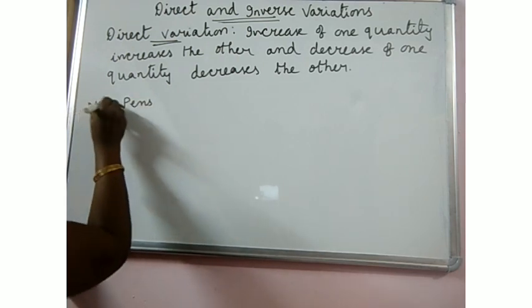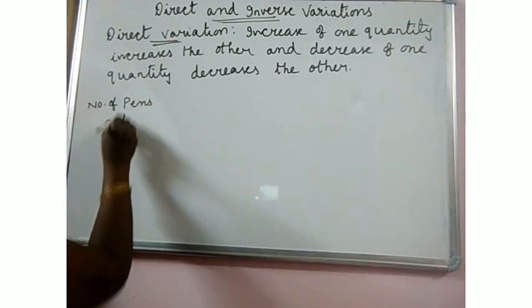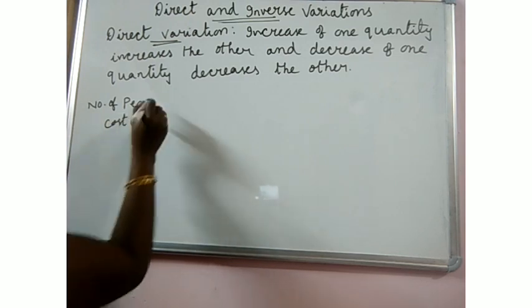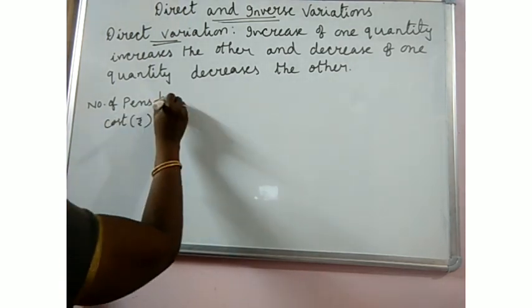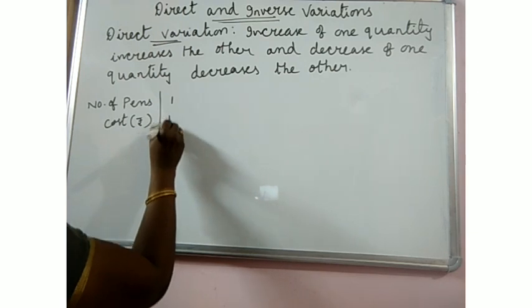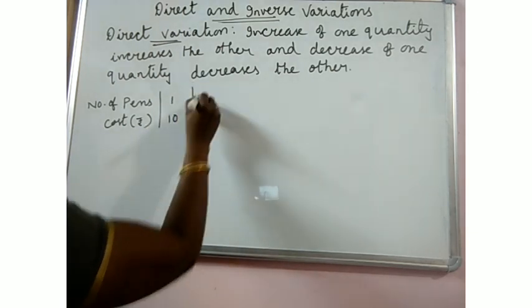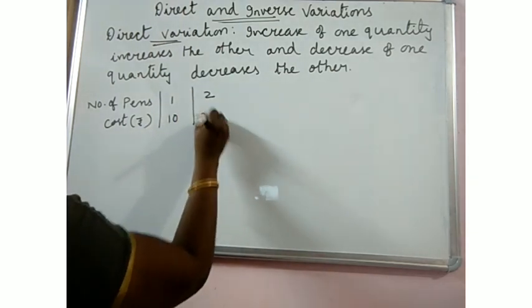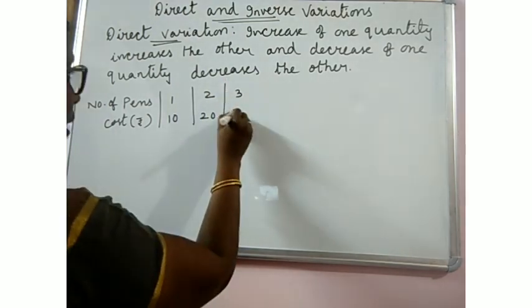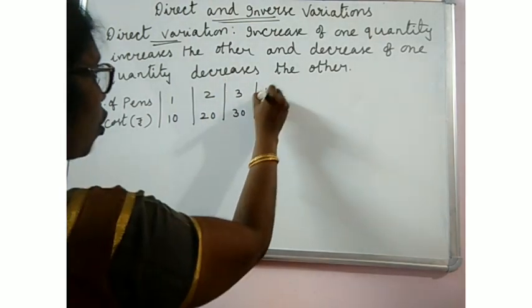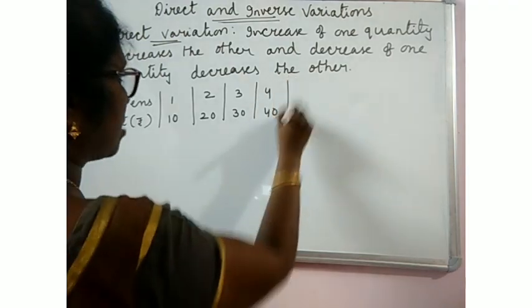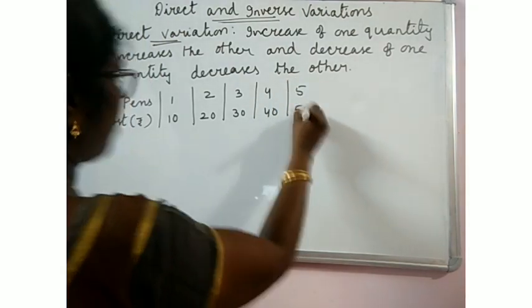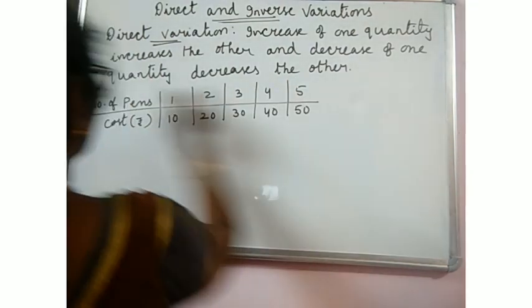Number of pens, their cost in rupees. Suppose cost of one pen is 10 rupees. Cost of 2 pens will be 20 rupees. Cost of 3 pens will be 30 rupees. Cost of 4 pens will be 40 rupees. Cost of 5 pens will be 50 rupees. Yes or no?